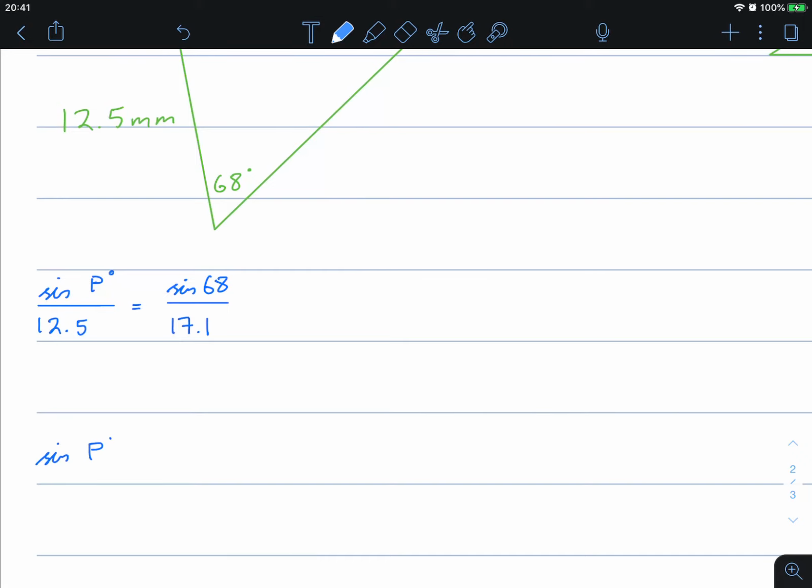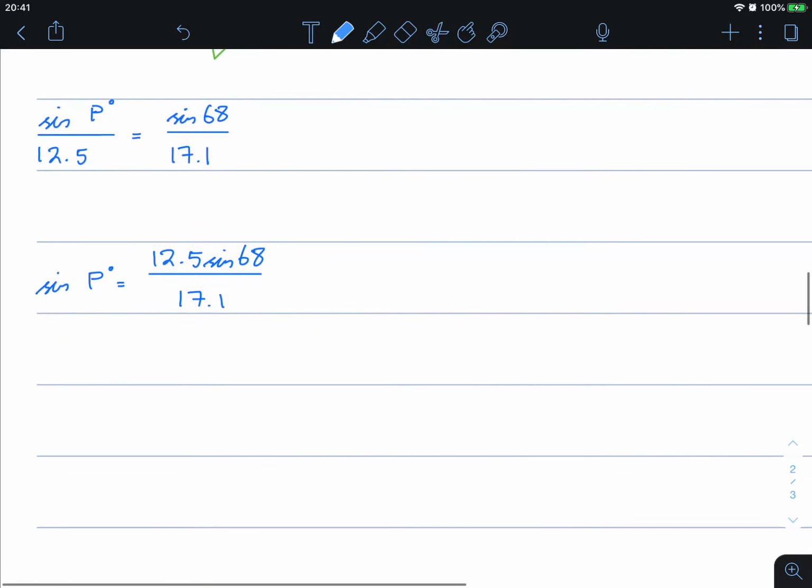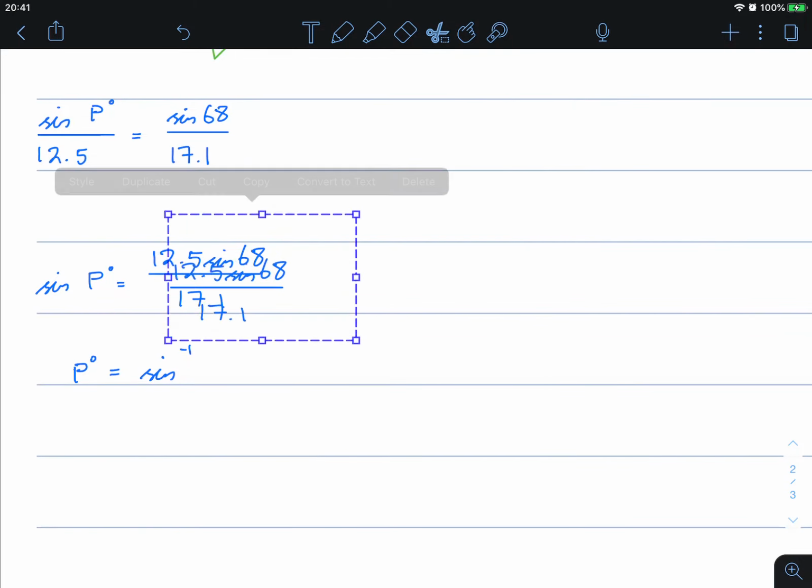sine P is equal to 12.5 sine 68 over 17.1. And solving for P, we take the inverse sine of both sides. So P in degrees is equal to sine inverse of everything here.